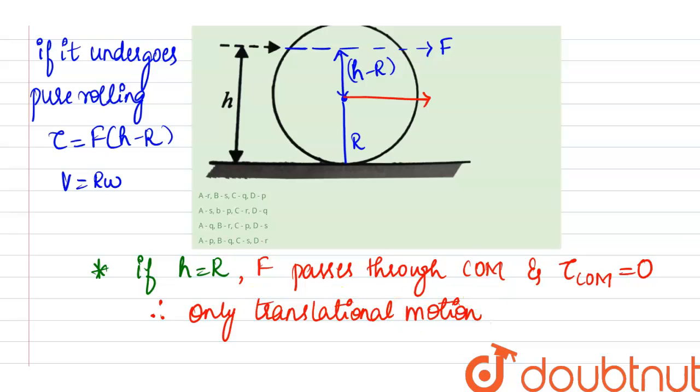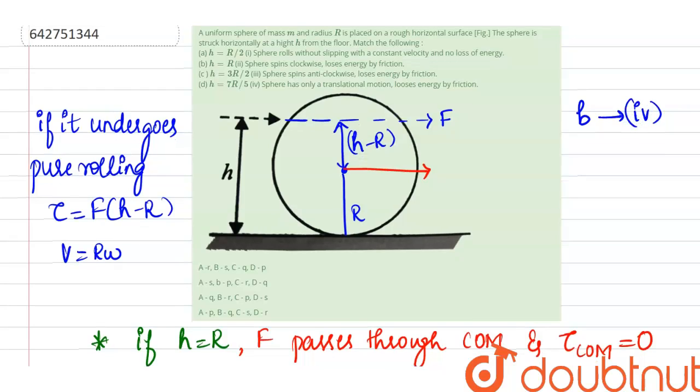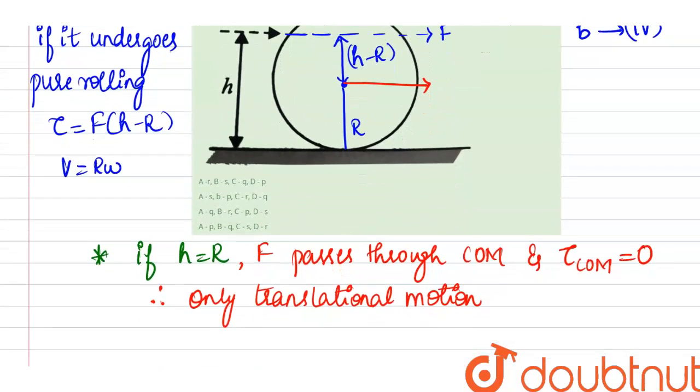So according to this, if h is equal to r, then the sphere has only translational motion, and the loss in energy is due to friction because it is a rough surface. From this we get one option correct, that is B is matched with option 4. Now let's say we apply force at h equal to r by 2, somewhere here. The velocity gained by the sphere will be along this direction.